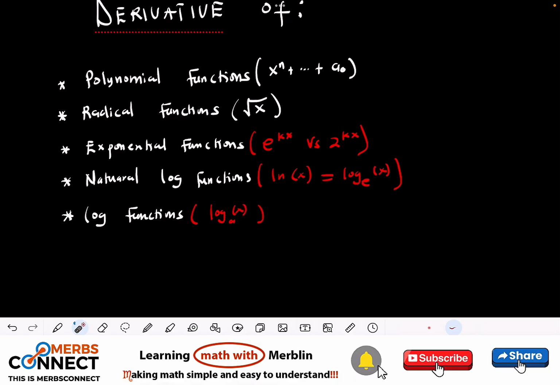So this will help us when we combine some examples together and we are going to solve it. So in the next video, we are going to combine examples, right? Which is going to feature a polynomial function, radical function, exponential function, ln function, and log function. And we are going to apply either the product rule, the exponential rule, or any rule at all to solve it.